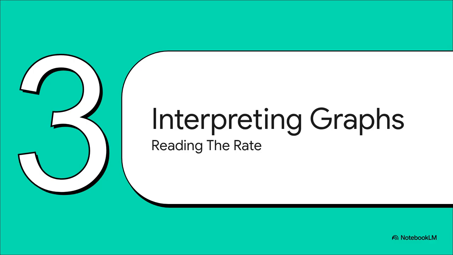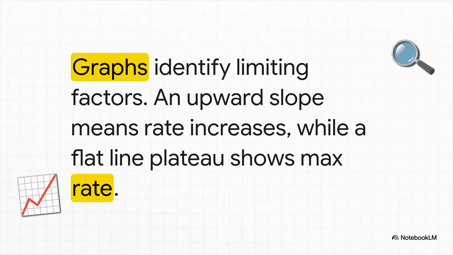Okay, Section 3. Let's look at how scientists actually visualize these limiting factors on a graph. When scientists measure the rate of photosynthesis, usually by tracking oxygen production, carbon dioxide uptake, or glucose production, they use graphs to pinpoint exactly what is limiting the plant. It's pretty straightforward. An upward slope means the rate is increasing. But the second you see a flat line, that plateau tells you another factor has become limiting, and the plant has hit its absolute maximum rate for those specific conditions.